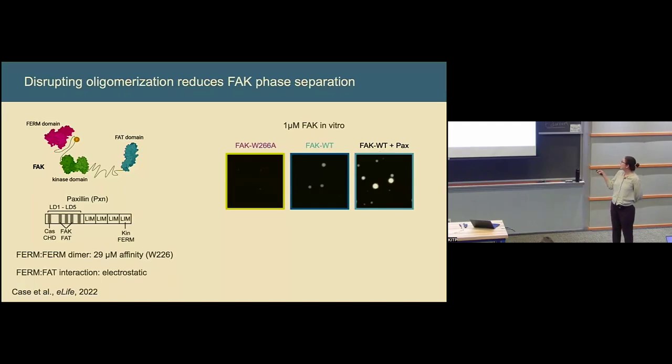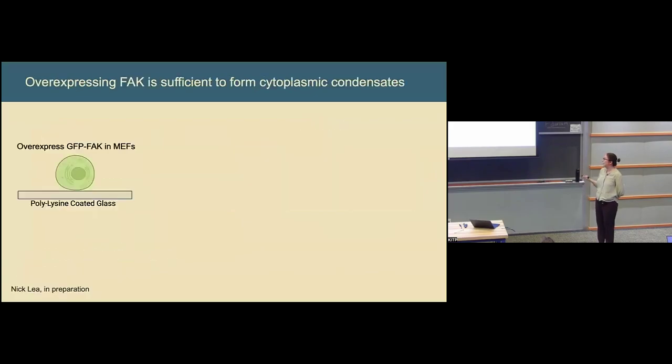And then we can enhance the amount of condensates that we see by adding an additional adaptor protein, paxillin, which has multiple binding sites for FAC. So it increases the valency of the system. And this is with in vitro reconstitution. So we decided to use these same mutants in a cell and see if just overexpressing FAC could form condensates.